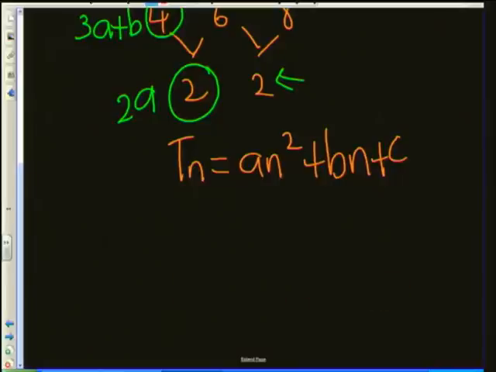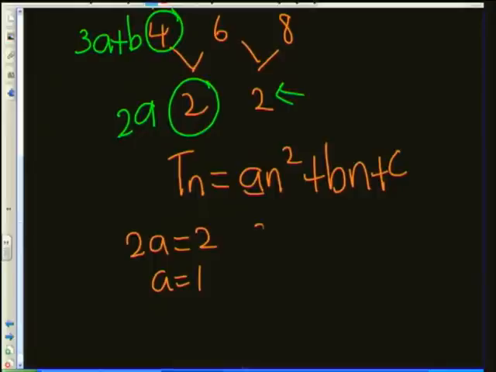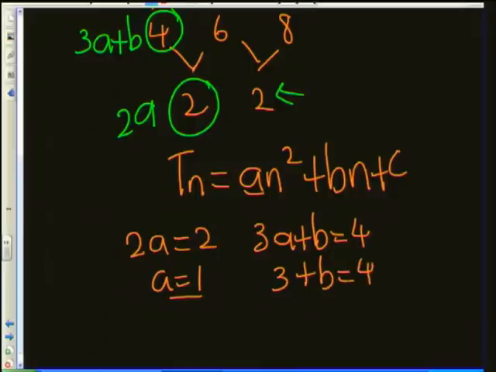Right, so let's try and find the value of a. 2a is equal to 2, which means that a is equal to 1. So that's sorted. And if we look at the second bit, we know that 3a plus b is equal to 4. I'm now trying to find the value of b. I know a is equal to 1. So 3 times 1, which is 3, plus b is equal to 4. This means that b is equal to 4 minus 3, which is 1 again.